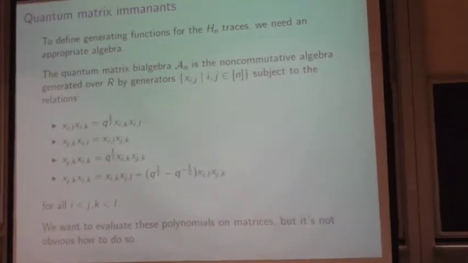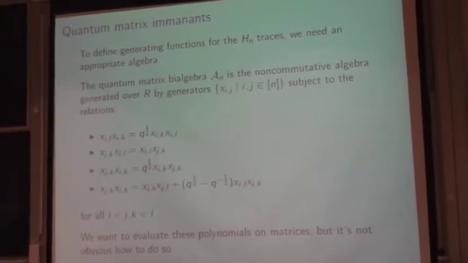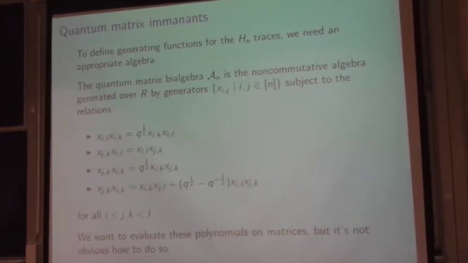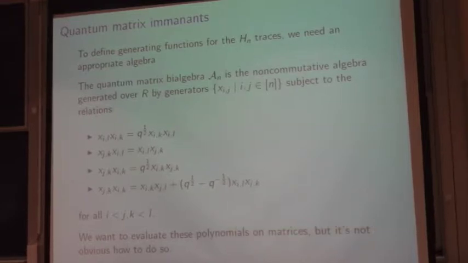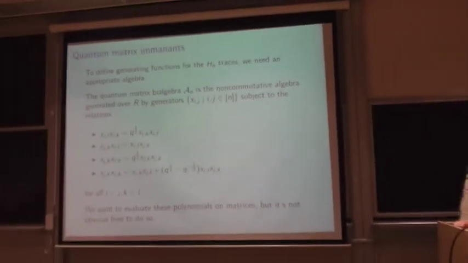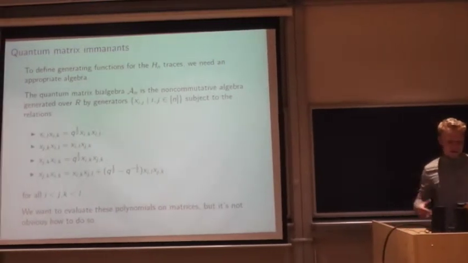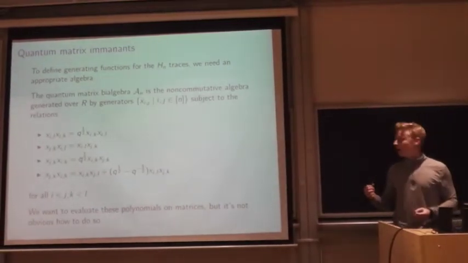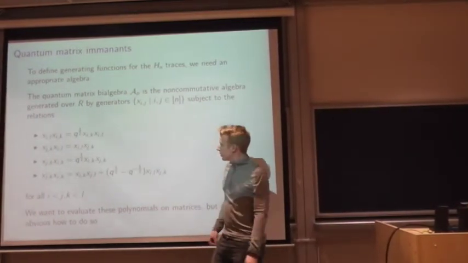Okay, so what is a matrix immanant? Well, a quantum matrix immanant has to work in a different algebra. A matrix immanant was a polynomial in the entries of a matrix. A quantum matrix immanant is going to be a polynomial in this quantum matrix bialgebra, which is sort of like an algebra in entries of a quantum matrix, whatever that would mean. But in any case, we can just define it as an algebra generated over n squared generators, which we think of again as being like the entries of a matrix.